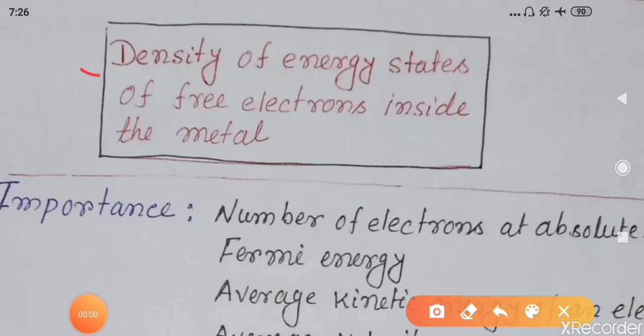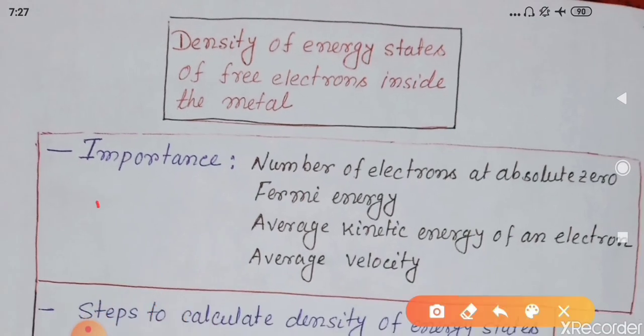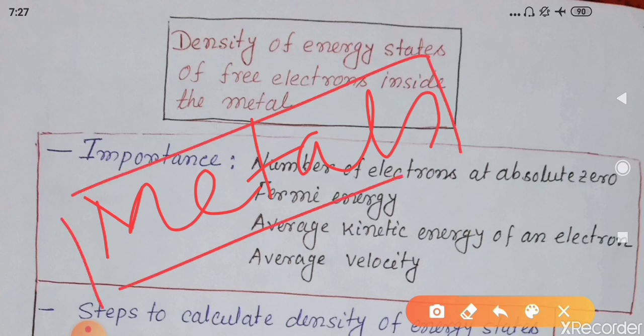Hello everyone. We have discussed the density of energy states in our previous class, that is in the free electron theory of metals. But I think we should spend a little bit more time on that subject because the density of energy states concept is a very important one when we are studying solid state physics. Since we are discussing metals, we should know the importance of calculating the density of energy states for metals.